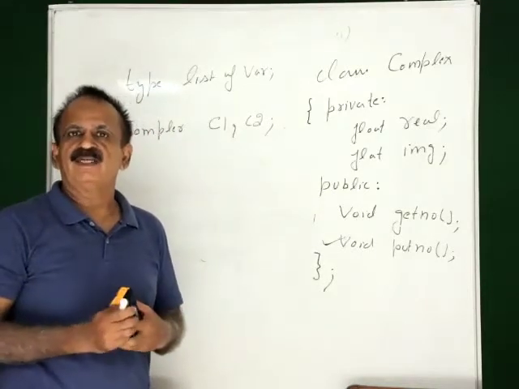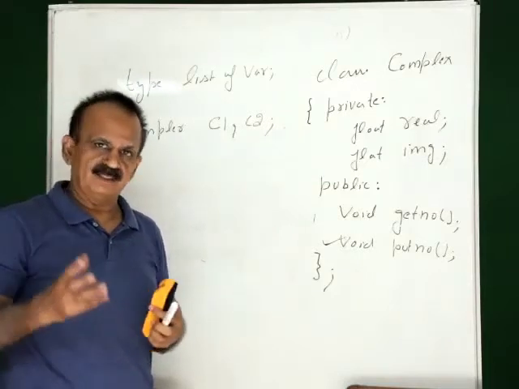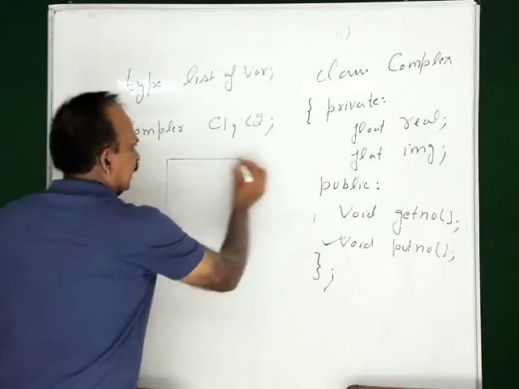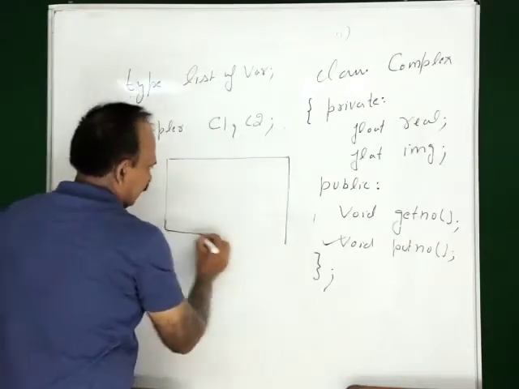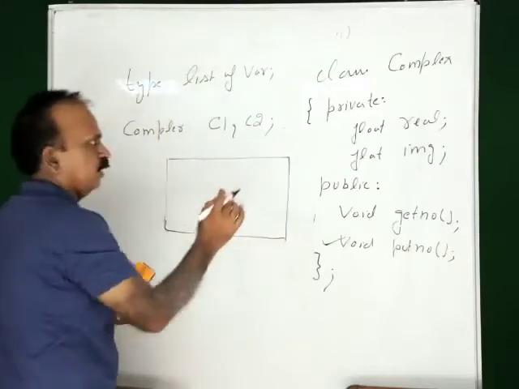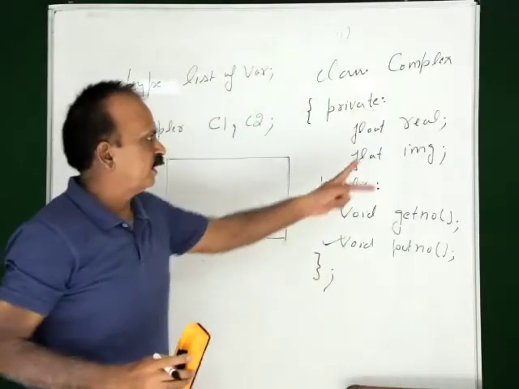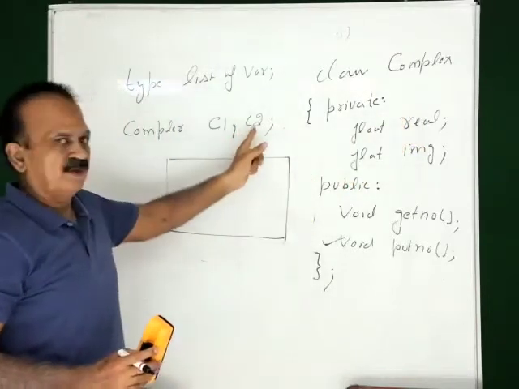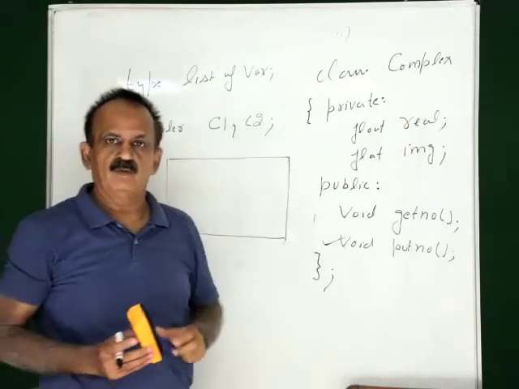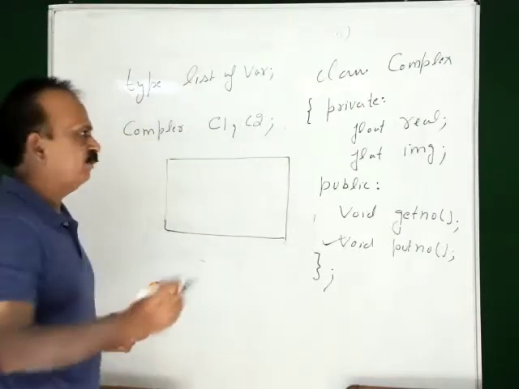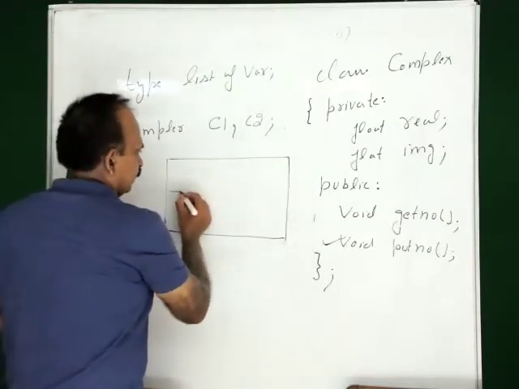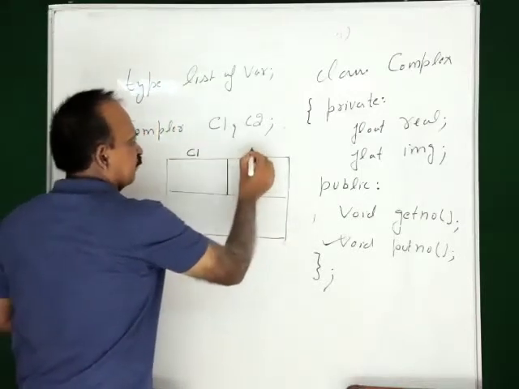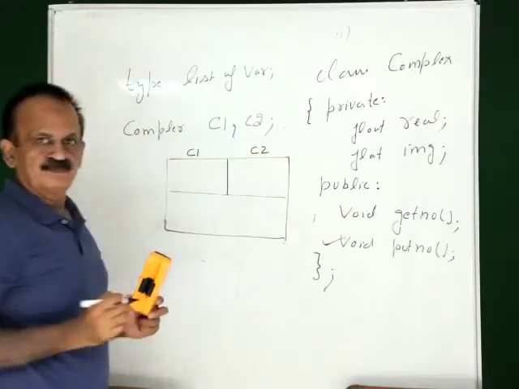How will these variables, these objects, be created in memory? If we create these two objects in memory, C1 is an object of the type class of complex, so it will be having two data members. One is real and the other is imaginary. Similarly, this object will also be having two data members. One is real and another is imaginary. Now two objects will be created. First will be the object C1 and another will be the object C2.